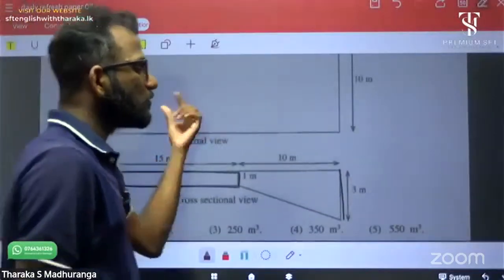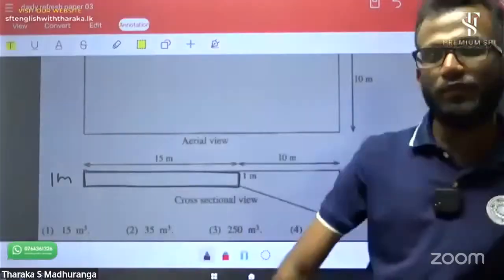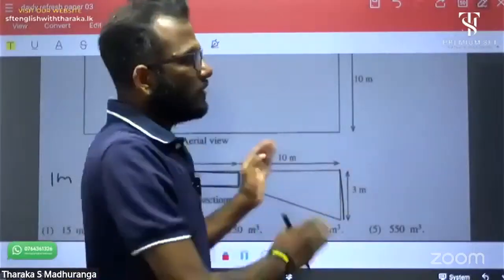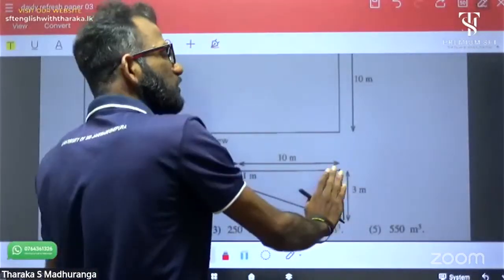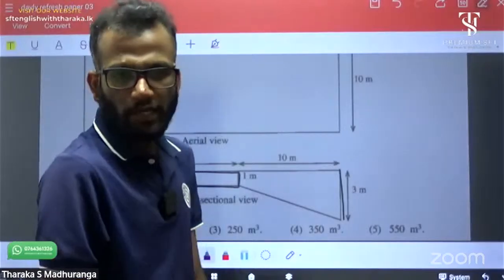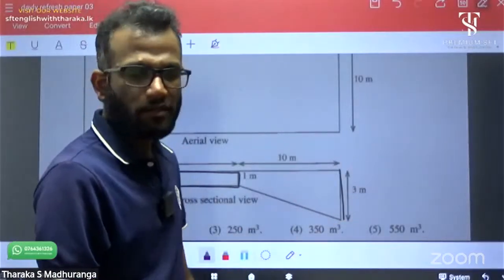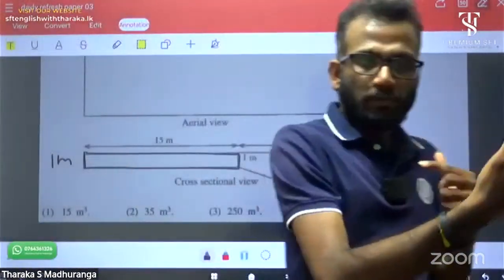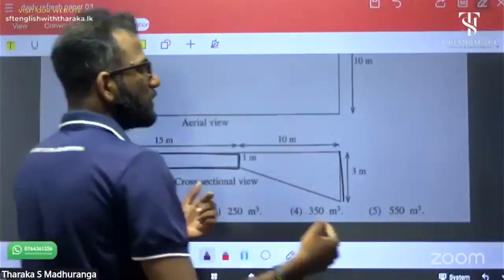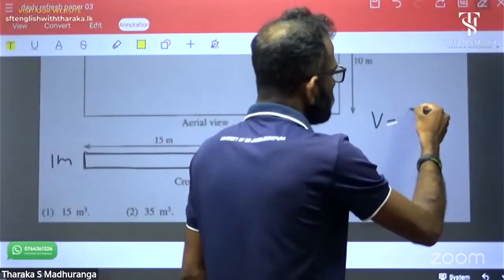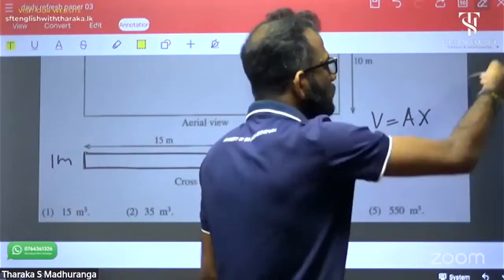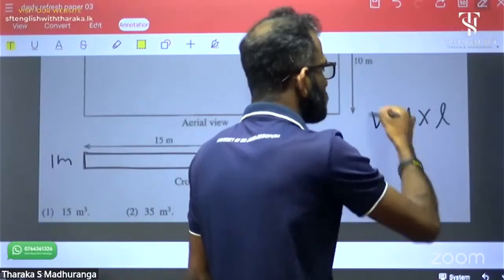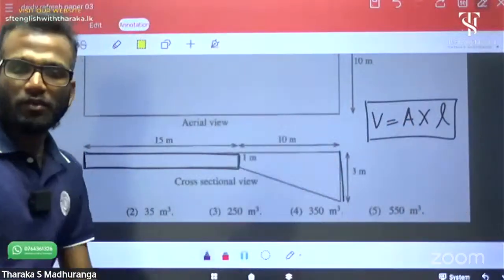Now the question asks how much water is required to fill this swimming pool. How to calculate? The swimming pool, if we take the cross-section area, is a uniform object. If it is a uniform object, how to calculate the volume? As I told in the lesson, for any uniform object, volume is the cross-section area multiplied by the cross-section length, the same cross-section length or distance.